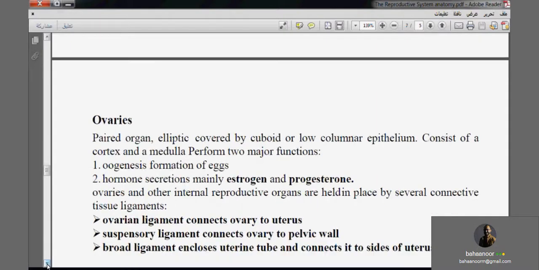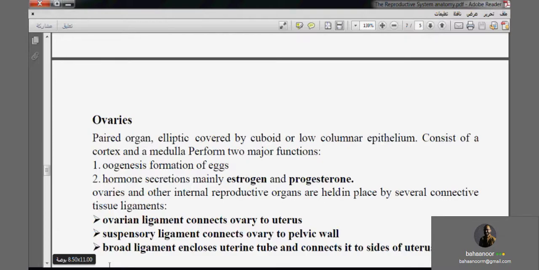The ovaries are paired elliptic organs covered by cuboid or low columnar epithelium, consisting of cortex and medulla, and perform two major functions: oogenesis, meaning the formation of eggs, and hormone secretion, mainly estrogen and progesterone. Formation of eggs and secretion of the female sex hormones, estrogen and progesterone.